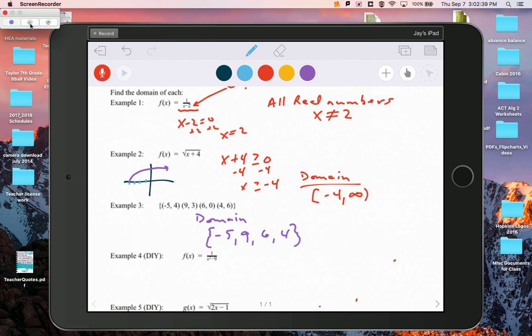All right, so we're going to have you pause the video again here right away. There's a DIY, there's 2 on this page and 2 on the next page. So pause the video now.